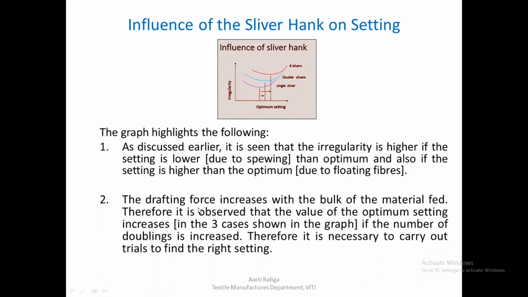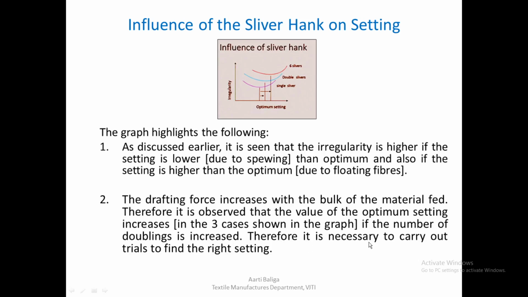But here what we are trying to see is the drafting force increases with the bulk of the material. We know this also. For this you can refer to the drafting force lecture. It is observed that the value of the optimum setting increases in the three cases. You can see here the optimum setting. The graph is not same for all the kind of doublings. It is different for each one. So in all the three cases, what we are seeing is the optimum setting becomes higher as you go on increasing the number of doublings. That is what we're trying to say. The number of doublings is increased, the optimum setting increases.